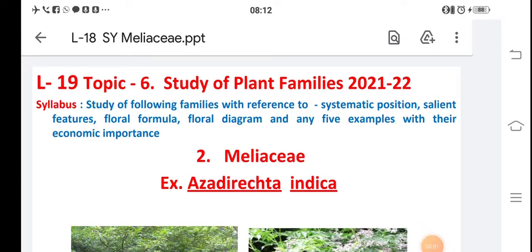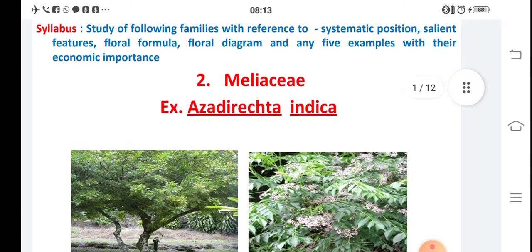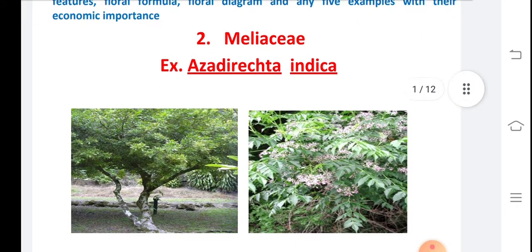Okay, good morning. Our second family is Meliaceae. So today we are observing the family Meliaceae. A good example of this family is Azadirachta indica.